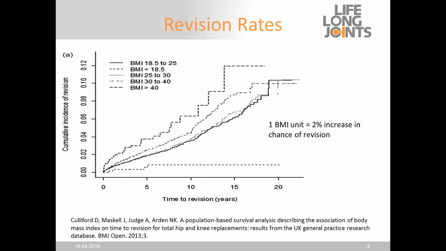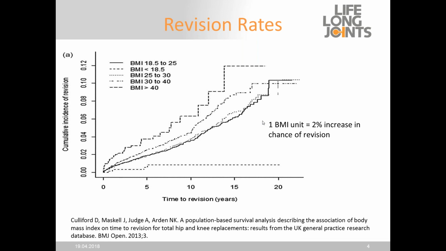And we also see that BMI also affects the chance of revision. So we can see in the upper line on the graph here, those with a BMI higher than 40 have a much higher chance of revision compared to our lower BMI groups, and certainly the 30 to 40 BMI group is slightly higher as well compared to the other groups.